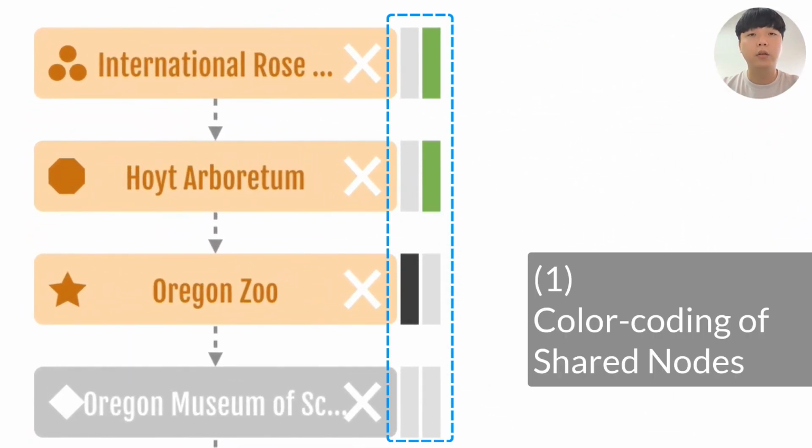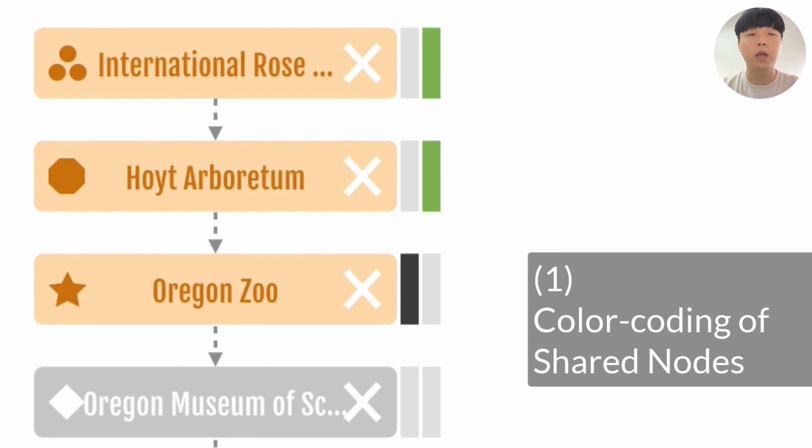First, our tool provides color coding of shared nodes. For each node in the user sequence, color tabs show which group members also added that node to their own sequence. For example, the group member represented in green also selected International Rose Garden and Hoyt Arboretum.